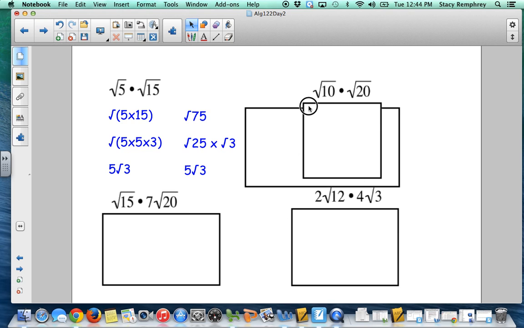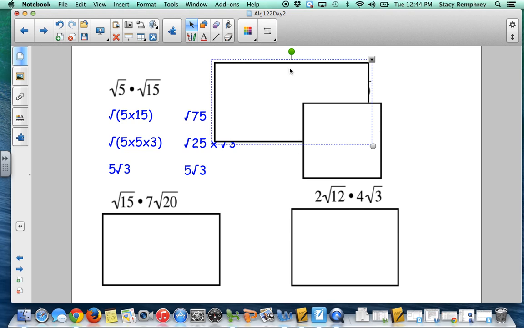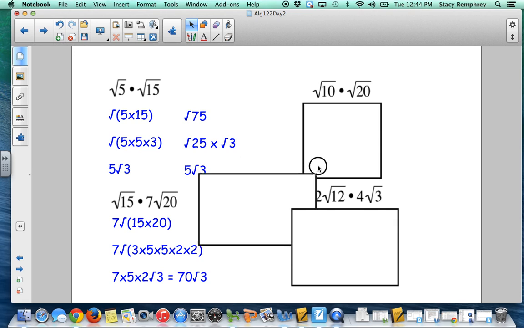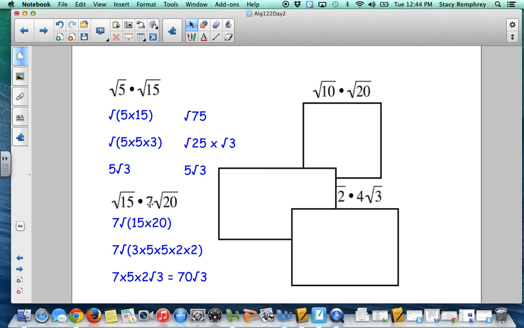Now, you can multiply the 5 and 15, and if you do that, you're going to get 75. Some of you might see there's a perfect square in there, and again, you get the same answer of 5 root 3. Just one more time on this one. The 7 is going to stay on the outside of the square root. These numbers inside are called radicands.